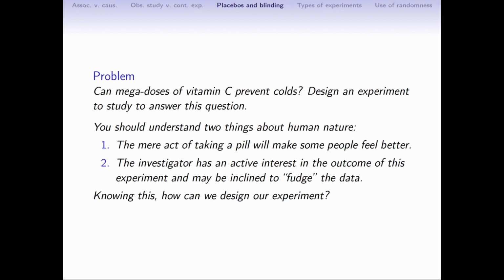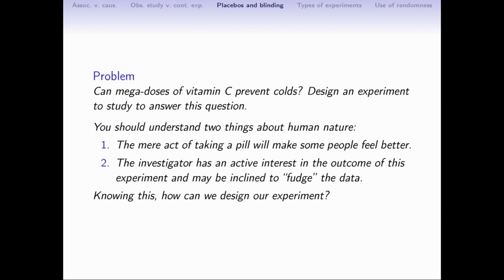So we need to understand 2 things about human nature, though. Number 1, the mere act of taking a pill will make some people feel better. And number 2, the investigator has an active interest in the outcome of this experiment. Perhaps he or she desperately wants to show that taking these megadoses of vitamin C is good at preventing colds. That's the answer they want. So we have to understand that the investigator will be actively interested in the outcome of this experiment. They are not a disinterested party, and they may be inclined to fudge the data.